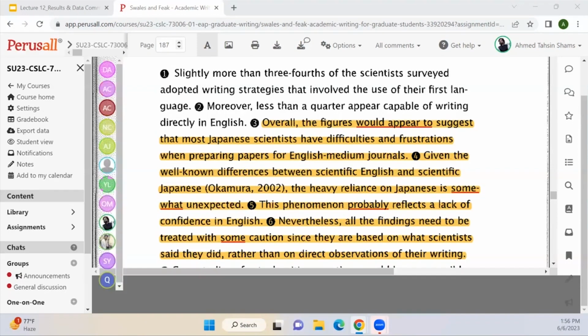What do you think about the 5th sentence? The purpose of the 5th sentence. This phenomenon probably reflects a lack of confidence in English. Awesome, brilliant. Because of the phrase with the demonstrative adjective, this phenomenon. So you're explaining the unexpected result. So the 5th sentence, that's why I separated them: 1, 2, 3 there, 4, 5 here. 4 is the unexpected result or irregularity of the trend or another exceptional key finding.